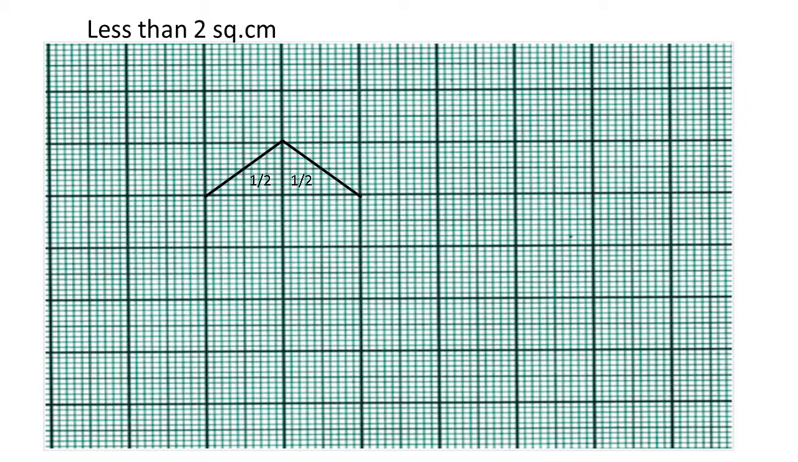Okay, so let's see another example. Now in this example we have to draw two more lines, but the area should be less than 2 square centimeter. Here in the title I have written only less than 2 square centimeter. It means that we have to complete this shape, but the area should be less than 2 square centimeter. It should not be equal to 2 square centimeter. It should be less than 2 square centimeter. Let us see how we can do this.